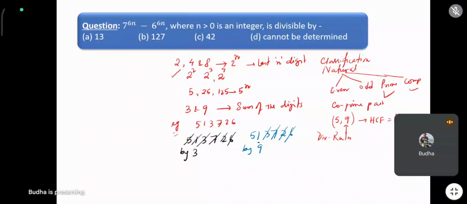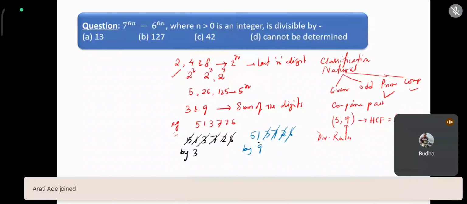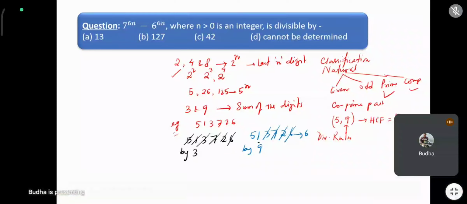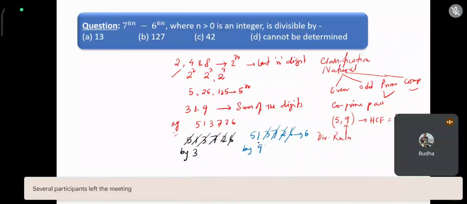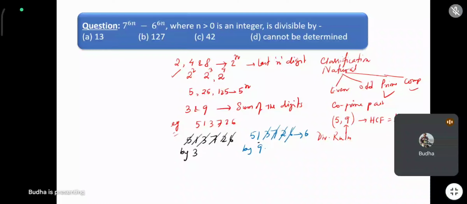The moment I see 9, I'll strike off. Now the remaining is 5 and 1. The summation gives us 6. Now this 6 is not divisible by 9. Hence this entire number is not divisible by 9. So without even adding everything, we strike off the numbers. Okay. So this is how we check for 3 and 9. Now we have also learned divisibility by 11.